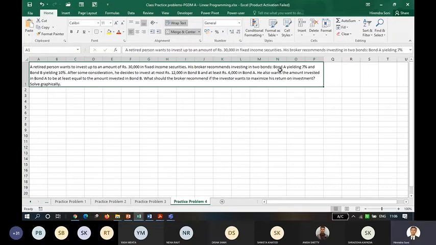और यहाँ पर उसका decision variable भी है, which says how much he should invest in bond A and how much to invest in bond B. He also wants the amount invested in bond A to be at least equal to the amount invested in bond B. This is another constraint. What should the broker recommend if the investor wants to maximize his return on investment? Solve graphically.